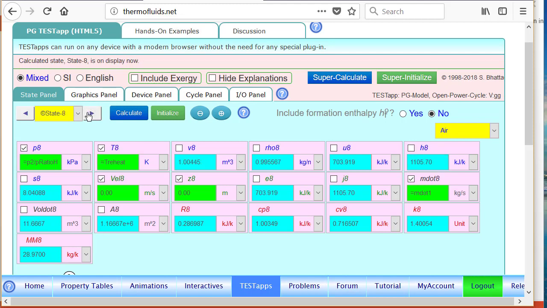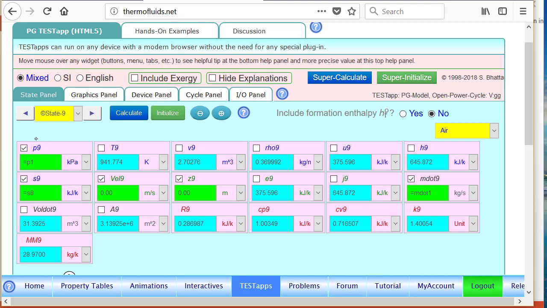State 8 is our reheat state, so the pressure doesn't change. Pressure is the same as the previous state, and the temperature of reheat is given, therefore state 8 can be completely calculated. State 8 is also the inlet to the second turbine, so state 9 is the isentropic exit state.